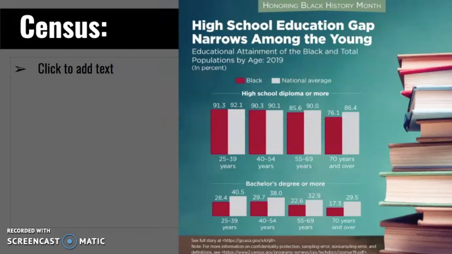If you take a look at this, it looks at educational attainment but compares the national average to African Americans. And you can take a look at a high school diploma or a bachelor's degree, and you can take a look at the years. Hopefully you noticed that this gap is not what you find anymore, which is great. Finally, some of our statistics between other races are becoming more even.